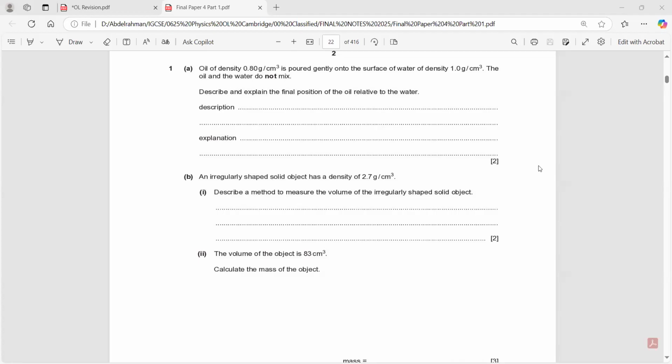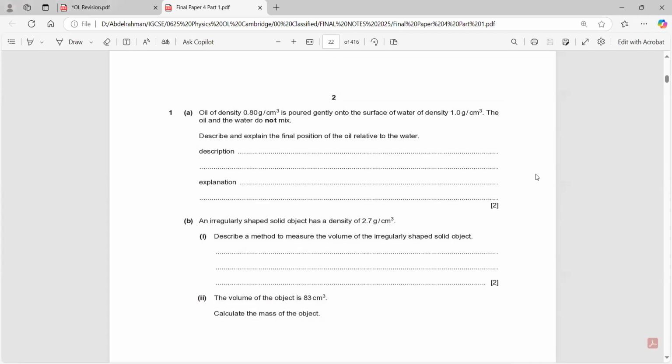Oil of density 0.80 grams per centimeter cubed is poured gently on the surface of water of density 1 gram per centimeter cubed. The oil and the water do not mix. Describe and explain the final position of oil relative to the water. Description: oil stays on the surface. Explanation: oil has lower density than water. That's a very nice answer. Definitely, the oil will be floating above the water.